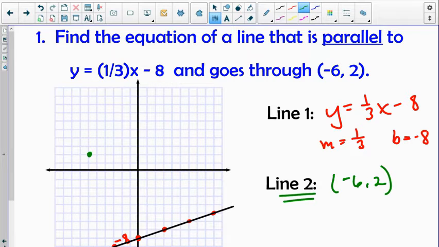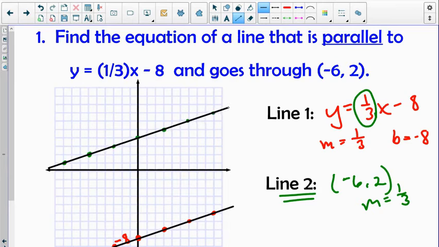So what was the slope in the first equation? 1/3. So I want to draw a line that has the exact same slope. A rise of 1 and a run of 3. I use my slope to plot multiple points. And I can see that these two lines are, in fact, parallel to each other. They have the exact same slope of 1/3, and they have different y-intercepts. And we can even tell that the ordered pair -6, 2 is on the line.